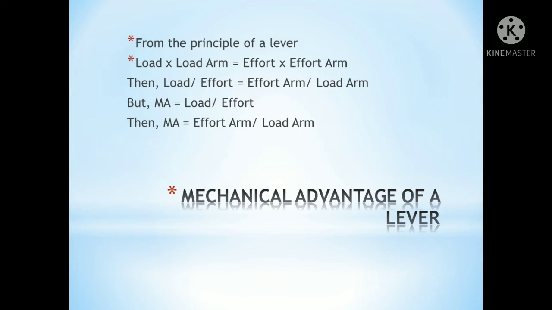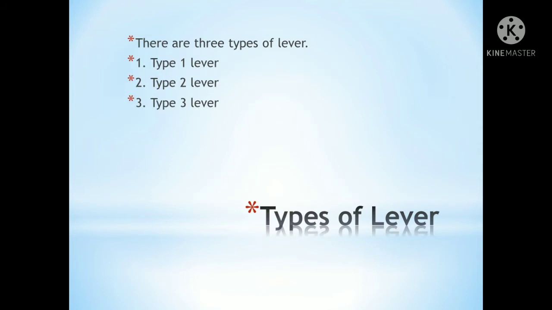Next we will talk about the types. The types of lever: there are 3 types. Type 1 lever, type 2, type 3 lever. There are some differences in these types of lever. So what is the difference? The difference is where the load is, where the effort or force is applied, and where the fulcrum is. So there are 3 types of lever. Let's start.